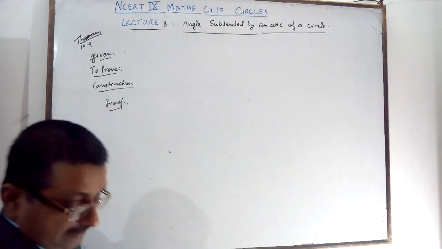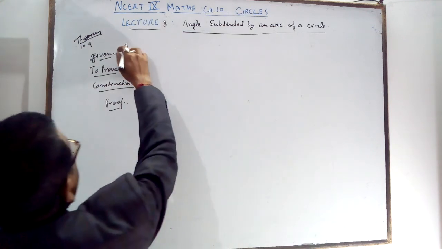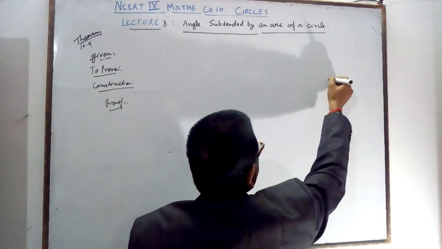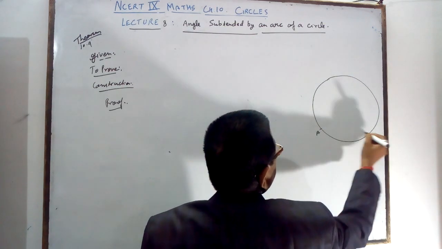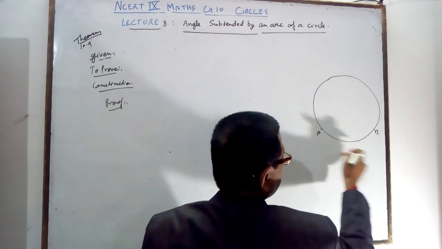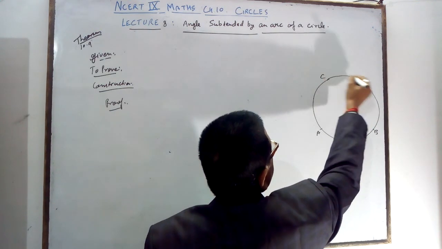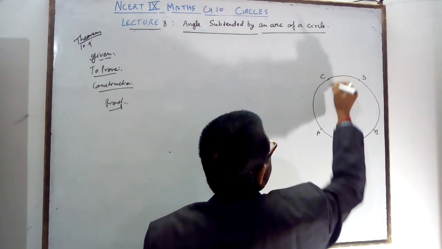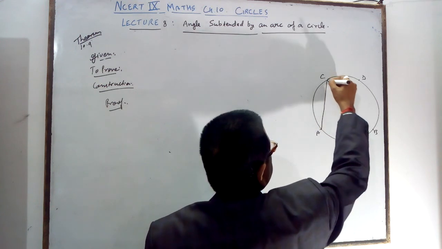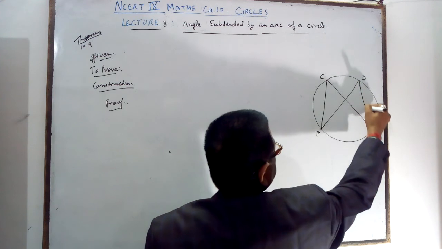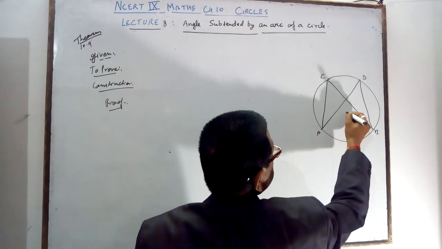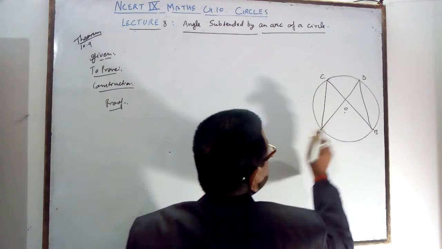Angles in the same segment are equal. Let a circle be given. Same segment means AB is the chord and arc. So in the same segment, here you can get C and D, two points. Like this, infinite points are there, and all the angles will be equal. The reason is this.